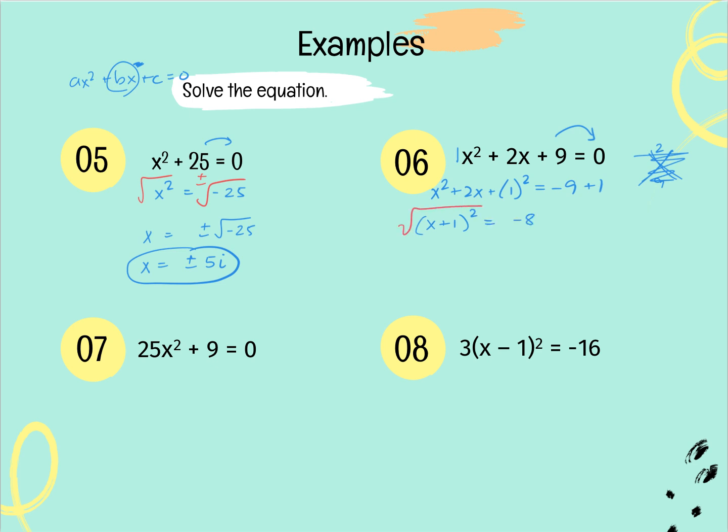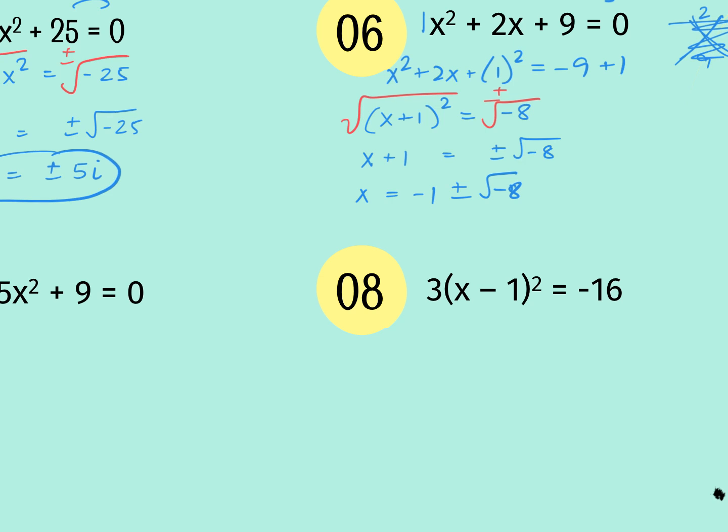Again, square root of the left, plus or minus the square root of the right. x plus 1 equals plus or minus the square root of negative 8. And I'll subtract 1 from both sides, and I'll get this. Now, my last thing to do is simplify the square root of negative 8.